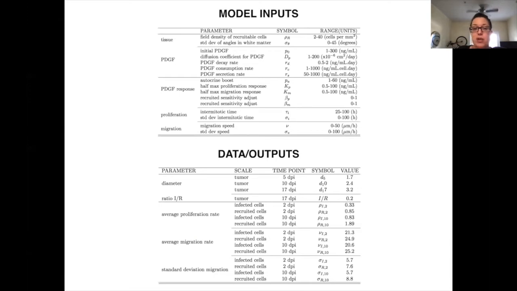There are quite a bit of model inputs. We decided on 16 and defined their ranges, everything from tissue parameters, Pdgf parameters, and the response, and also things that were changing in the model, such as the proliferation and migration and heterogeneity in those. The outputs here are all of those things that we can measure, such as tumor diameter, the ratio of cells, and the average proliferation rate and migration rate and standard deviation at these 2 time points.